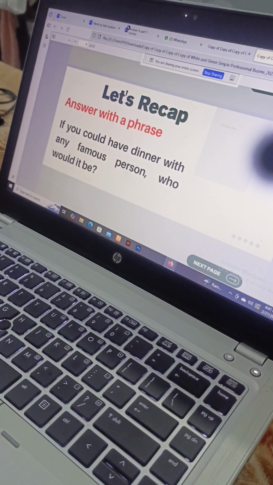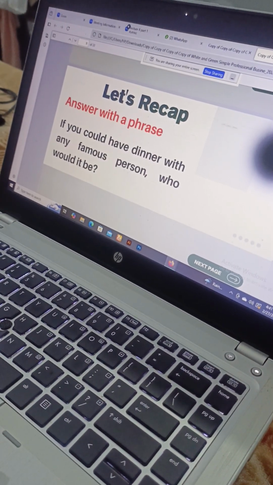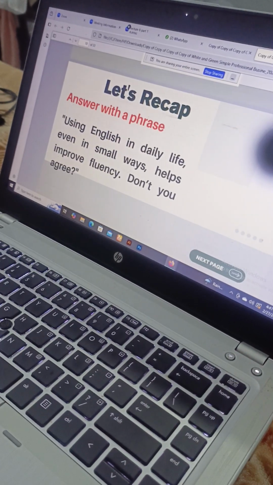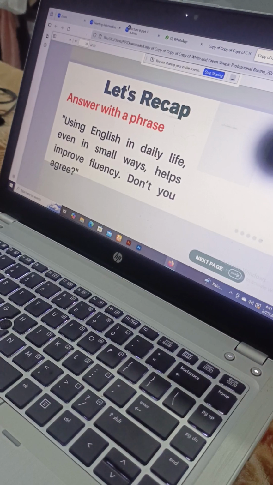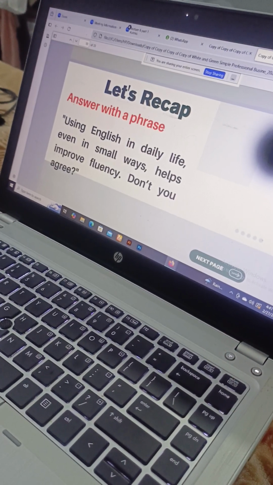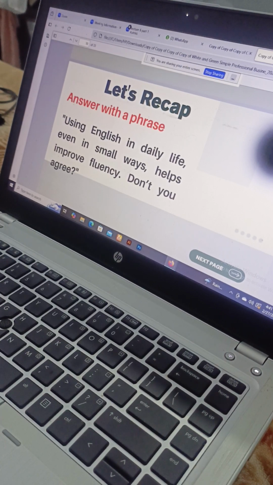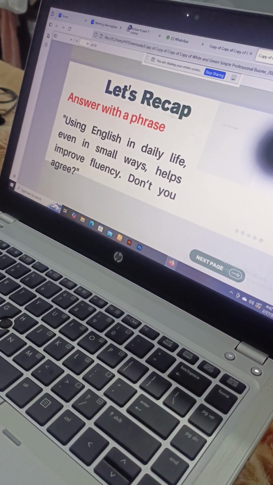If I say, using English in daily life, even in small ways, helps improve fluency, don't you agree? I'm not sure, to be honest. You can say that too, but if we talk more logically, and you really understand what I'm saying, you know that when we practice English even in small steps daily, it does improve fluency, right?